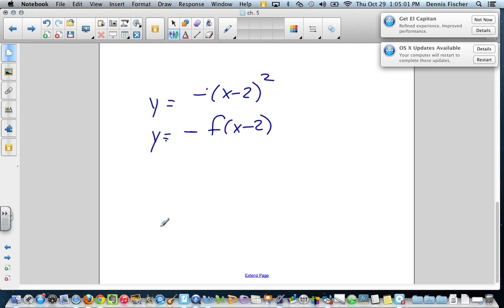So from here, what am I doing with my graph then? Yeah, I'm going to move to the right 2, so I'm going to take all my x coordinates and add 2 to them, right? And then the negative on the outside is going to flip it across the x-axis, so I'm going to take all my y coordinates and multiply by negative 1.